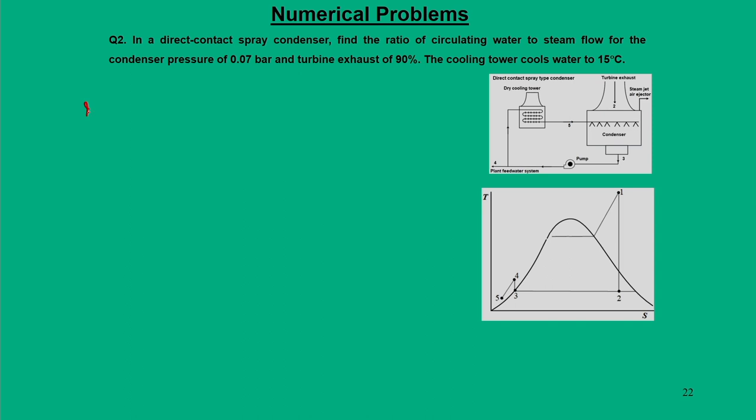The second problem is a very simple one. This emphasizes an important aspect, the ratio of circulating water to steam flow rate. Circulating water is m dot 5 in a direct contact type condenser, and the steam rate is m dot 2. So, here we need to look at this diagram. We have one condition at state 5, a second condition at state 3, and a third condition at state 2.